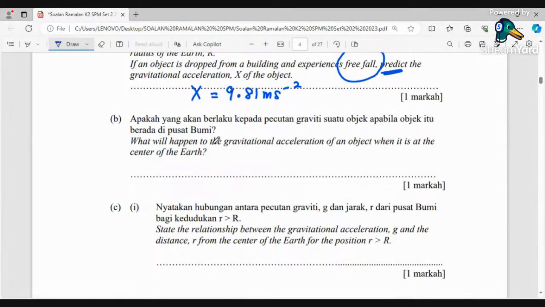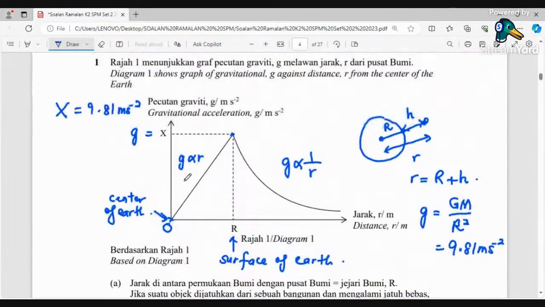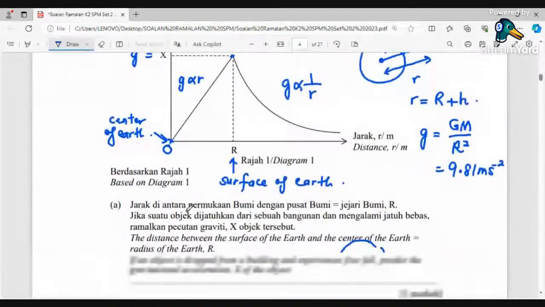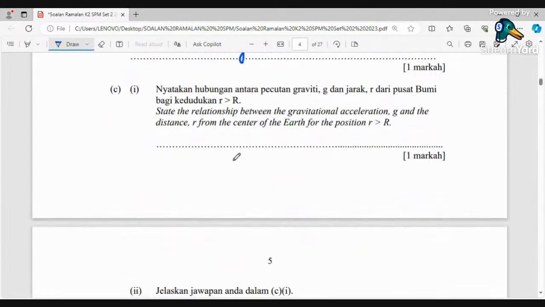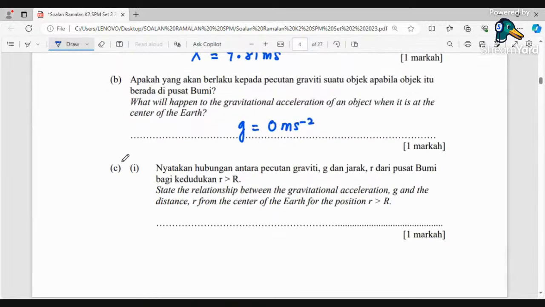B. What will happen to gravitational acceleration when it is at the center? So you look at the graph here. At the center, 0. So g equals 0 m s^-2. 0 also you write down the unit.